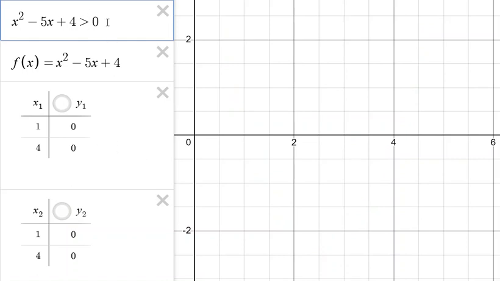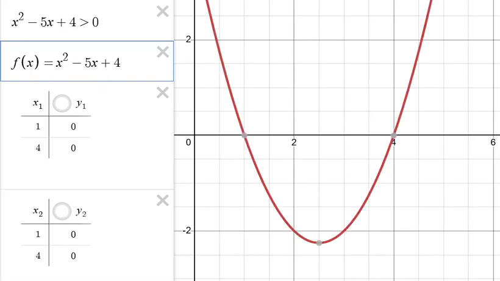In this example, we're going to consider a very similar inequality, x squared minus 5x plus 4, but this time we're asking when is that greater than 0, so strictly greater than. So again, we use this function, f of x equals x squared minus 5x plus 4. Let's get that graph up there. Again, now we know that since we're talking about greater than, we're looking at the parts of the graph that are above the x-axis. So that's this part of the graph. There are two such parts, right? This part of the graph and this part of the graph.